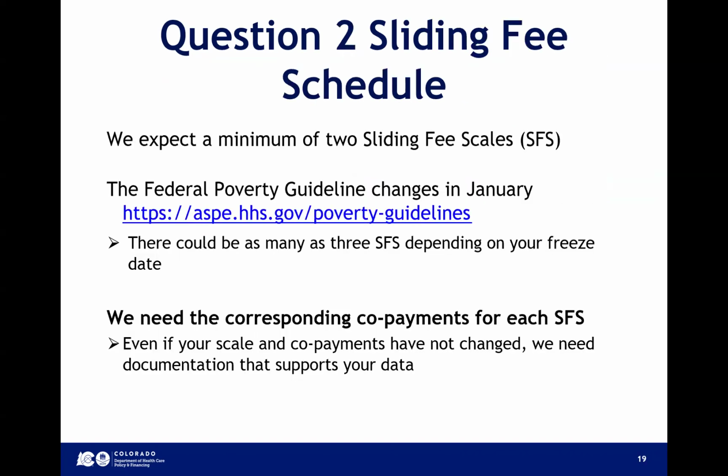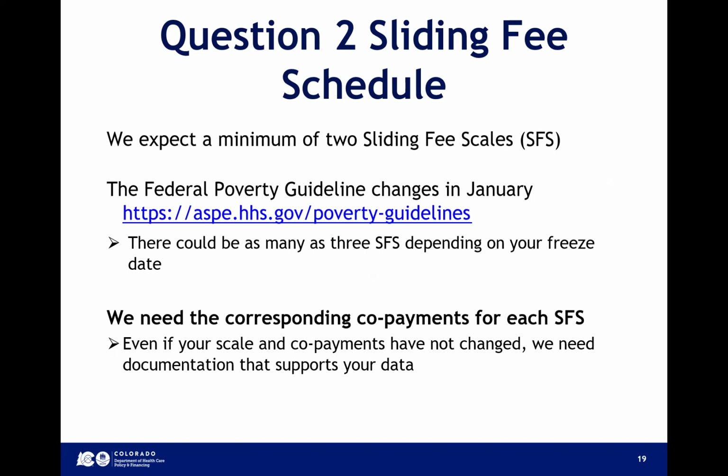The next tab is the question 2 tab, which is your sliding fee schedule. We do expect a minimum of 2 sliding fee scales. Some clinics could have as many as 3 scales, and that is due to the fact that the federal poverty guideline changes in January. The important thing right here is just to remember that your sliding fee scales must cover the duration of your application. So if your freeze date is February 1st, 2024, then your sliding fee scales and co-payments should cover from January 1st, 2023 to February 1st, 2024.